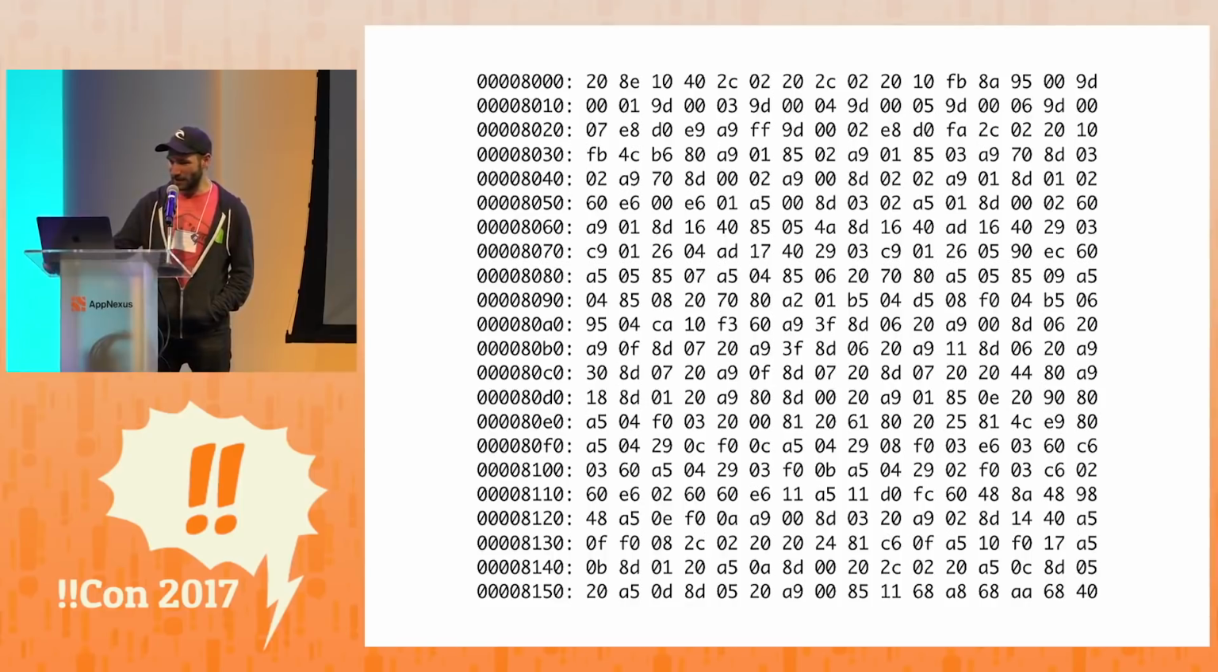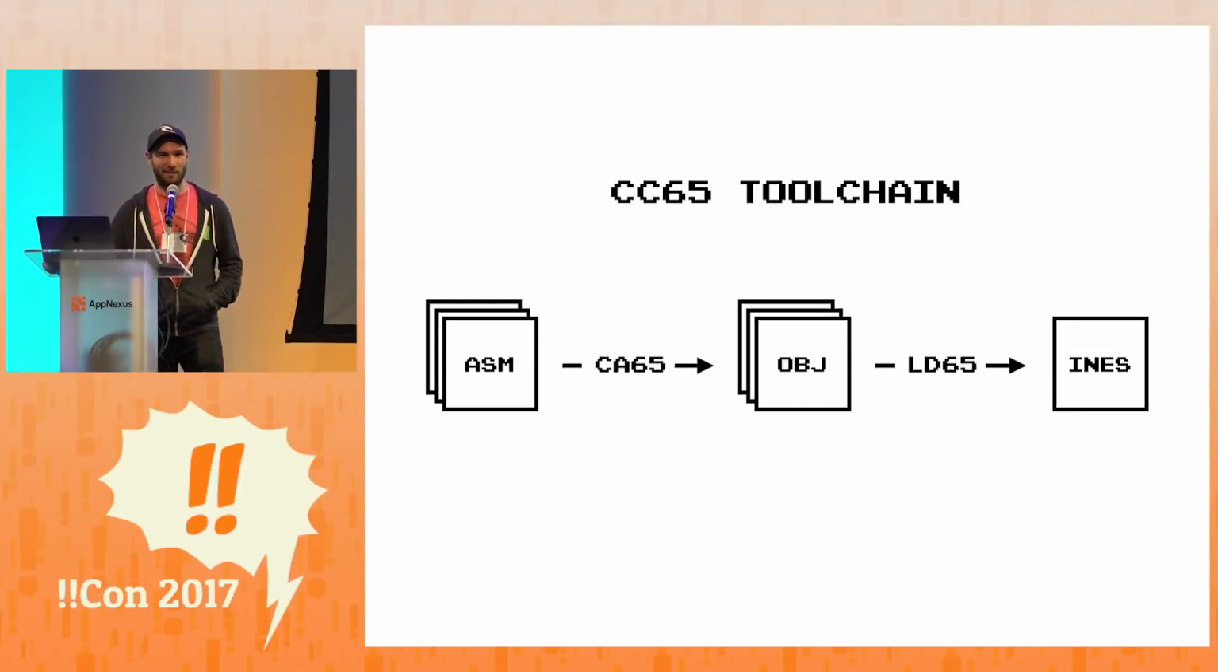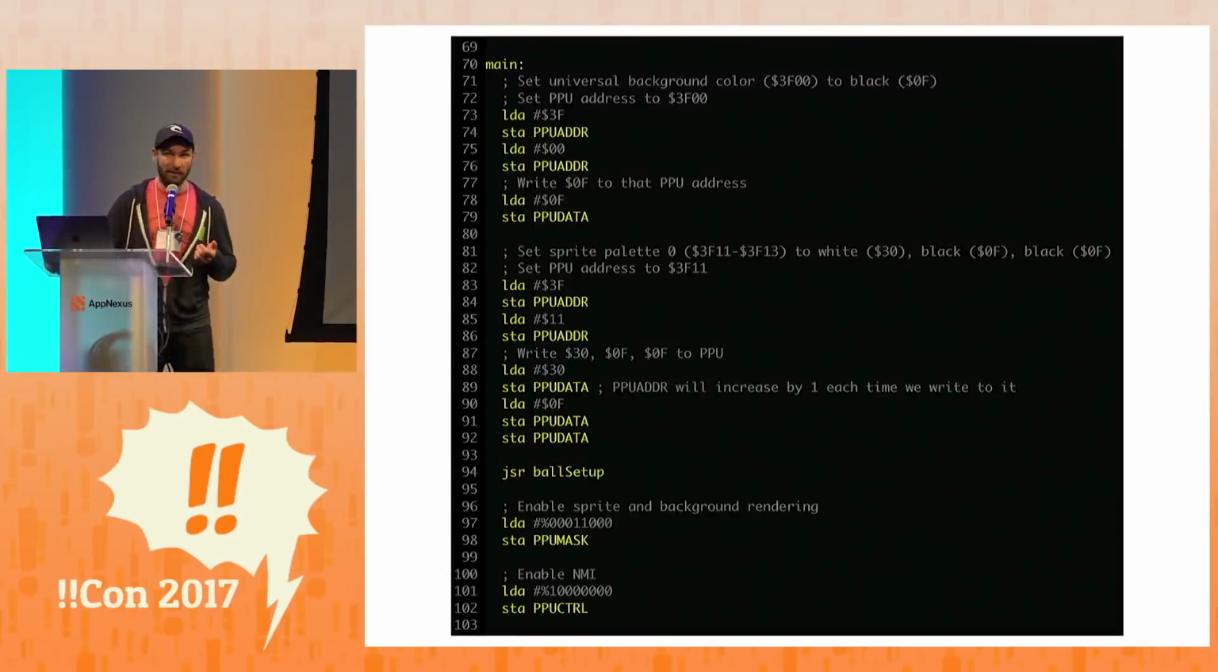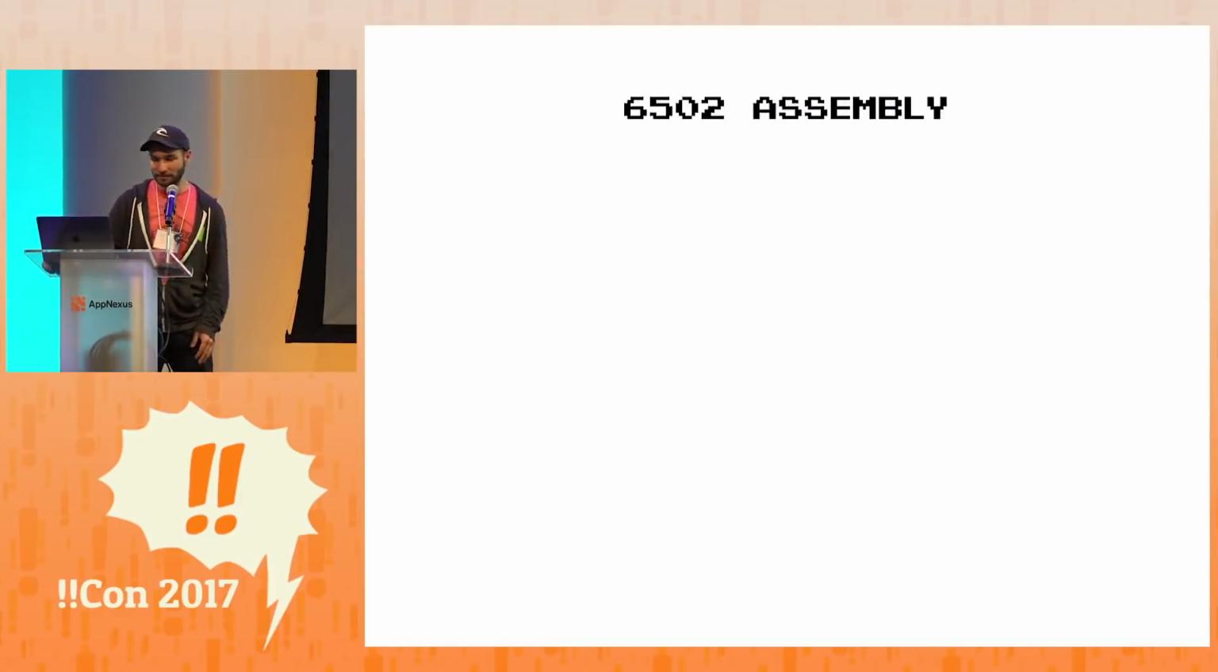So this is where the CC65 toolchain comes into play. It's basically an assembler and a linker. And a linker will give you NES ROM files that you can then run on emulators. And this allows you to write code. I say code because, well, it's still super low level. It's not the code you'd expect from a high-level language or anything.